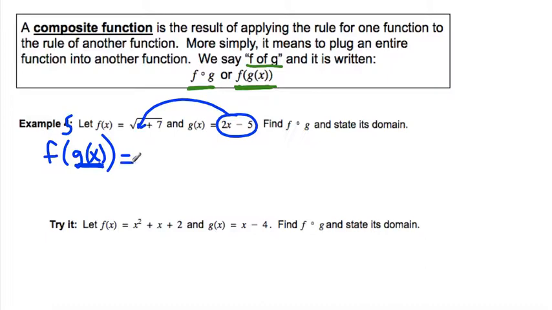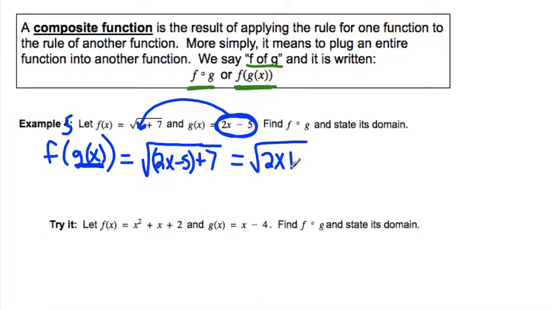So here's our function f, it's the square root, and instead of writing the x that was here, I'm going to write this entire function, 2x minus 5. So we're replacing the x with the entire function. And then we have the plus 7. So all of function g gets plugged into function f. And then we're just going to simplify whatever we can. We've got some like terms here. So we get 2x plus 2.